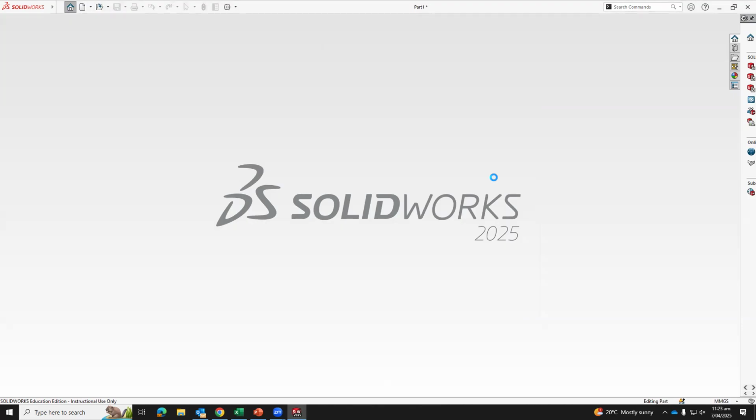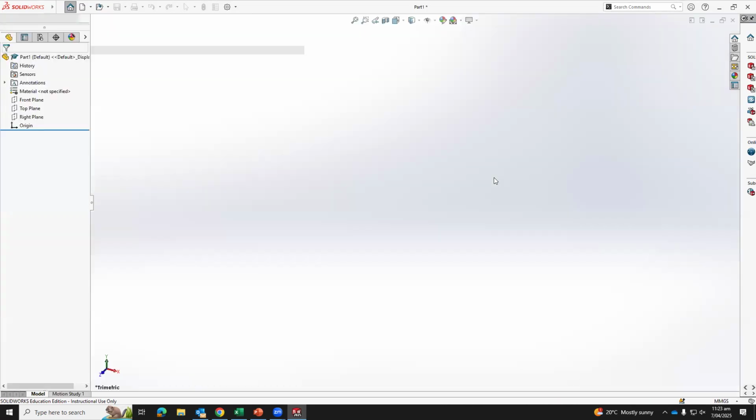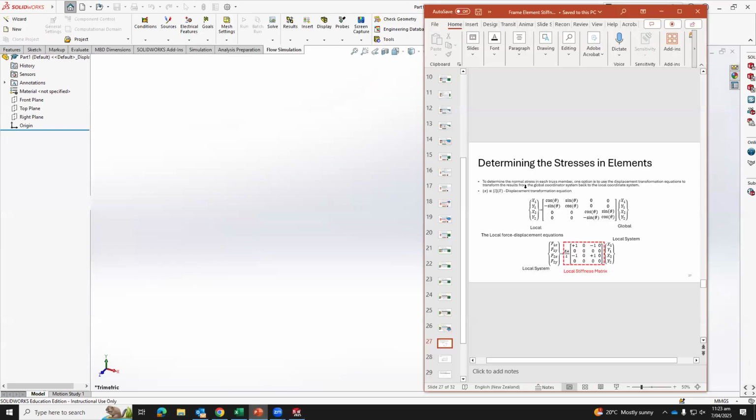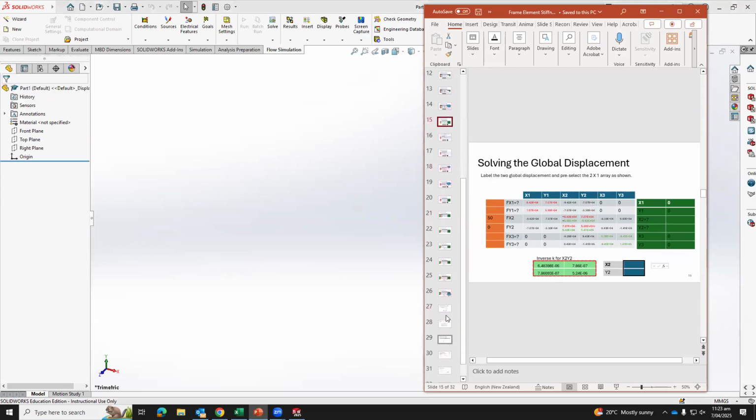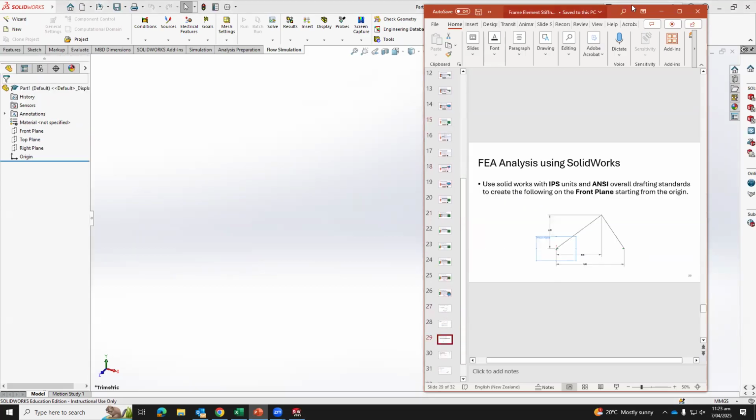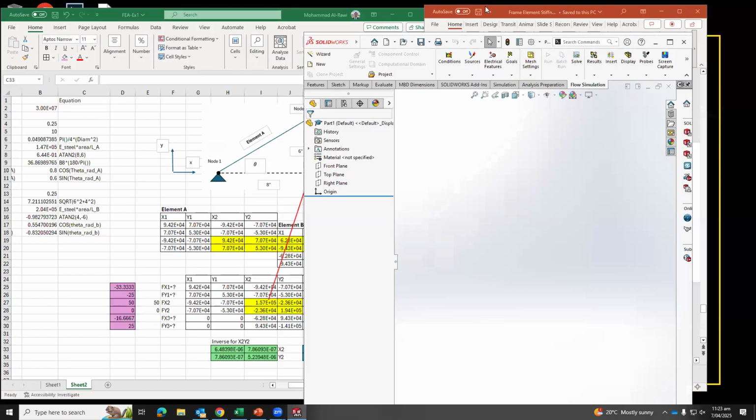So we switch to SolidWorks. We draw the problem, and the problem is already with the following specifications given to us. I have it already in the PowerPoint slide, so I will give you that. We'll split my monitor into two halves again.